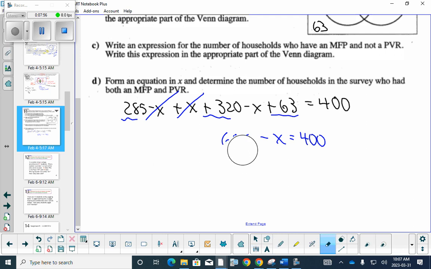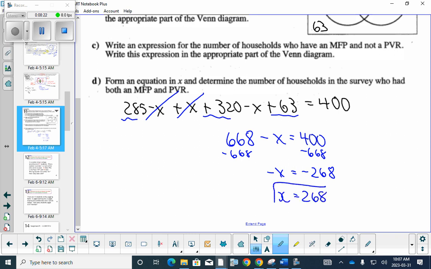So what do you get? Okay. Still seems right. Okay, so now I'm going to minus 668 from both sides. So I've got negative X equals negative 268. So if negative X equals negative 268, then positive X will equal positive 268. So what does that represent? This is the number of people that have both. This is the number of people that have the printer and the PVR.